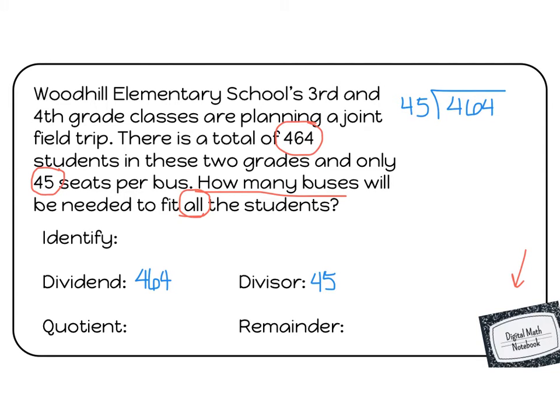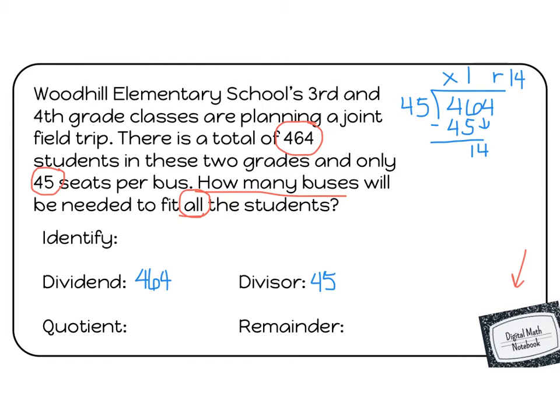45. Well, 45 doesn't go into 4, but it does go into 46 one time. 45 goes underneath, and we subtract. 6 minus 5 is 1, and 4 minus 4 is 0, so we're left over with 1. And then we bring down this 4. Okay, 45, 14, nothing to bring down. So this would be a remainder.